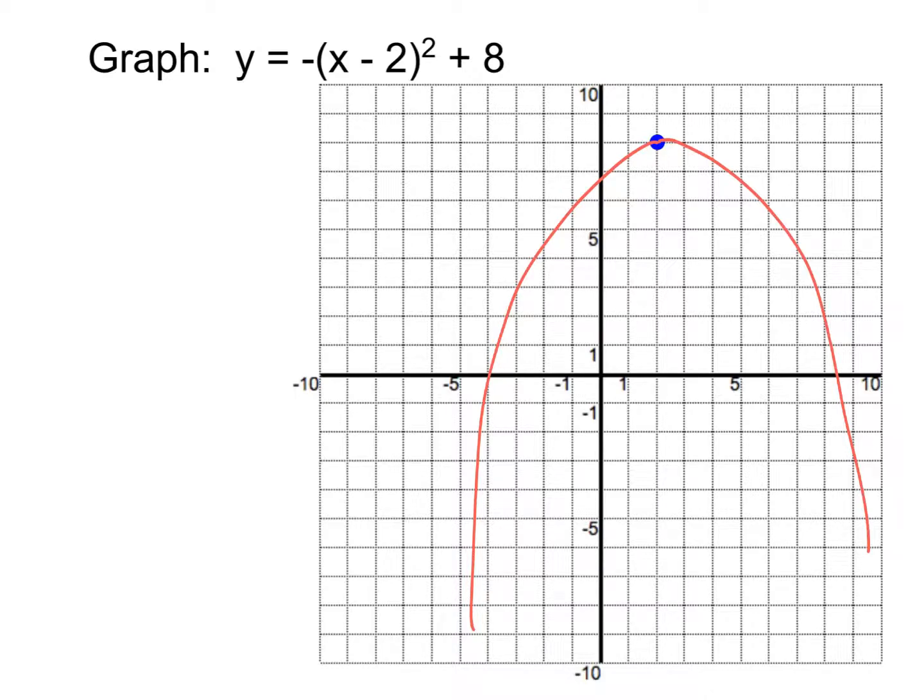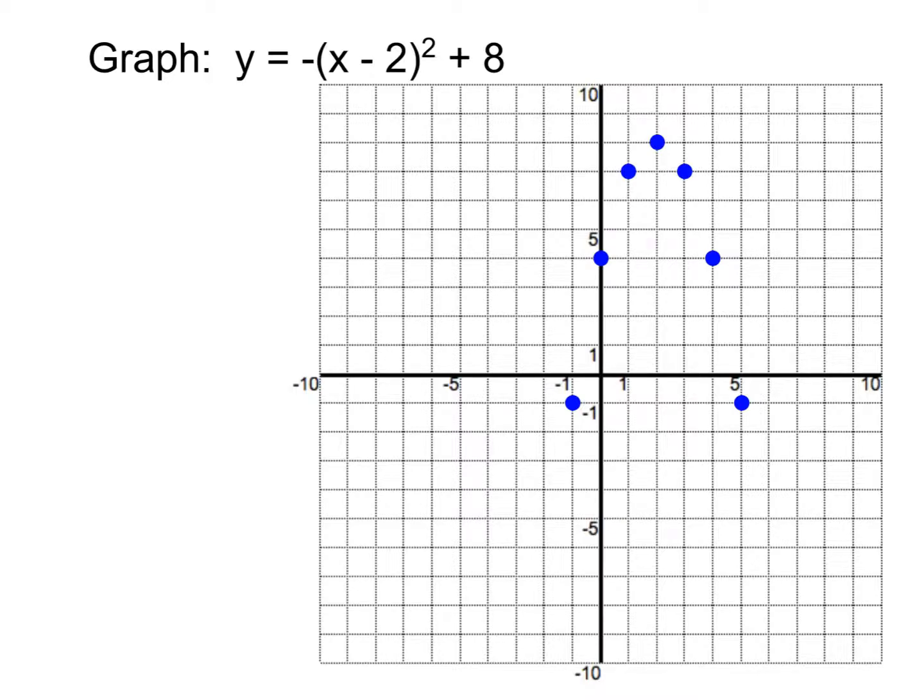To plot the actual points then, whatever we go over, we square that to know how far to go down. So 1 squared is 1. So I go over 1 and down 1. 2 squared is 4. So that means over 2 and down 4. Okay, 3. What's 3 squared? 9. So over 3, down 9.